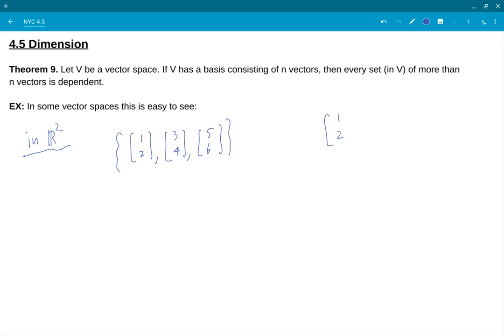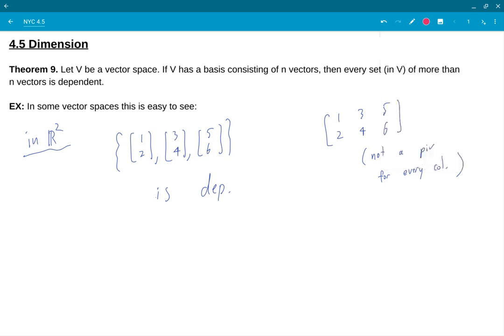this matrix here does not have a pivot for every column. Not a pivot for every column. Okay, so we can see in R2 how this makes sense.